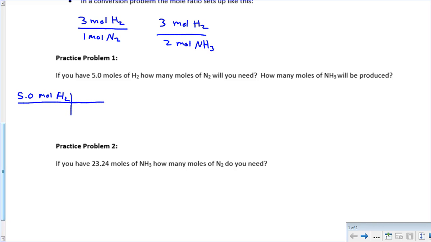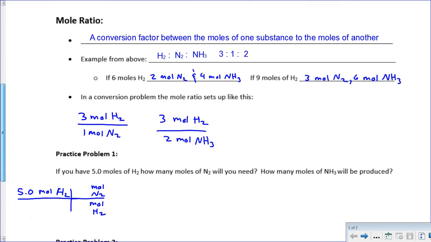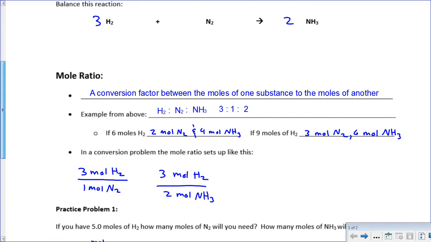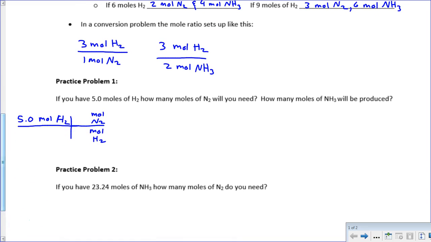All right, then we want to get out of moles of H2, and we want to get into moles of N2. So what we have to do is look at this ratio. We said 3 moles of H2, 1 mole of N2, 2 moles of NH3. So 3 moles H2, 1 mole N2.